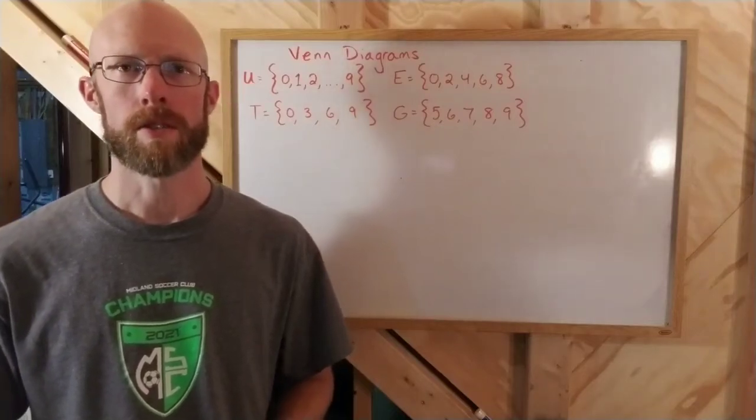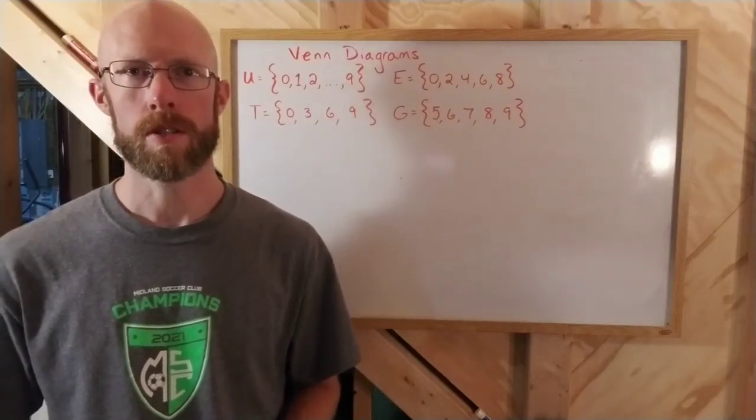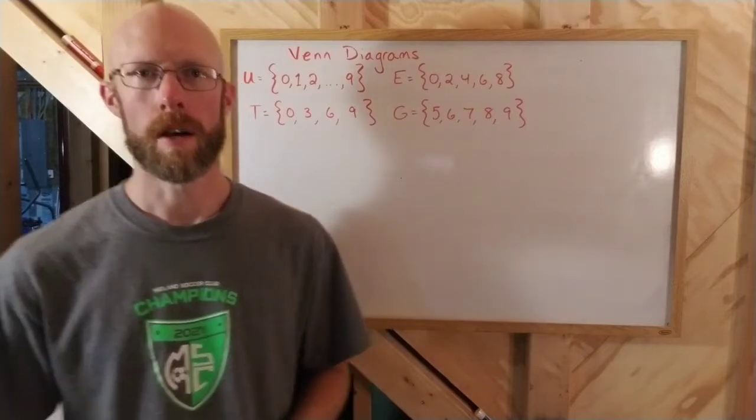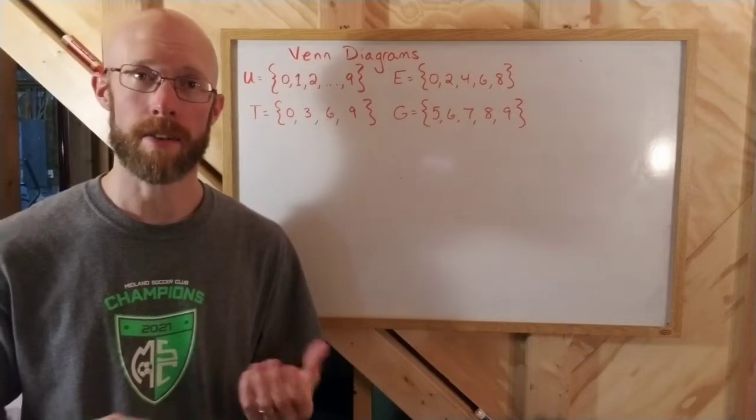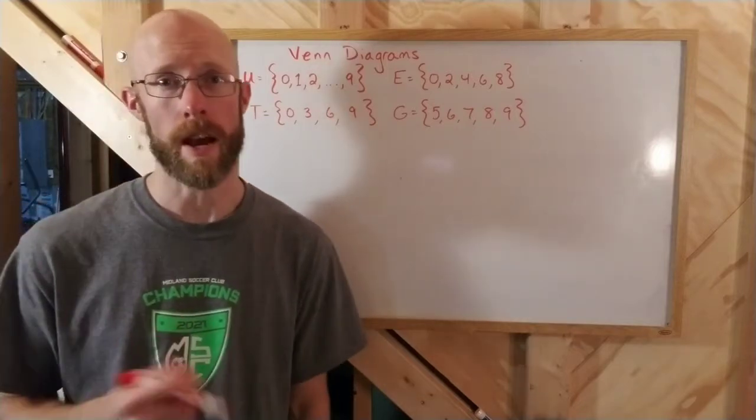Right here, I'm going back to my example with the digits as my universe, and a couple other sets that I have constructed here. And then we'll look at the Venn diagram and how these things intersect and interact.